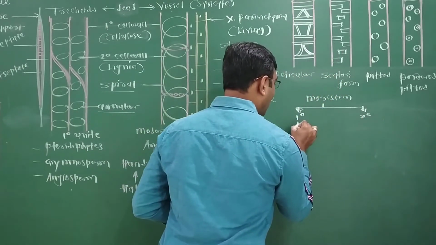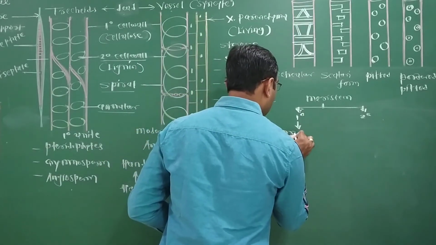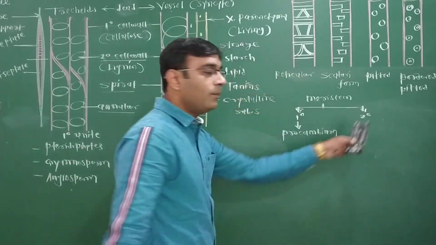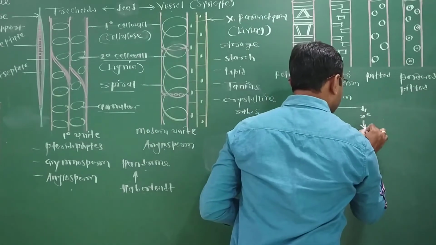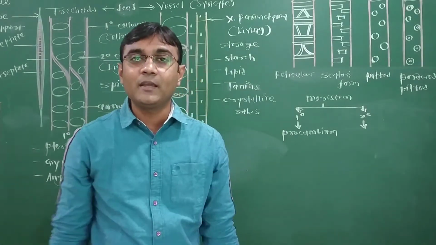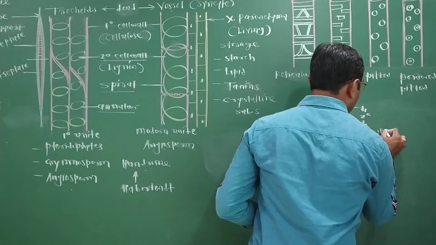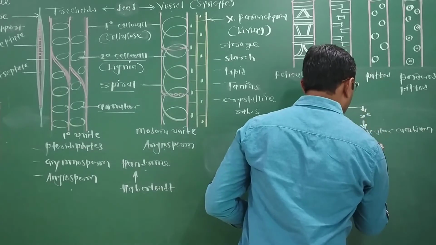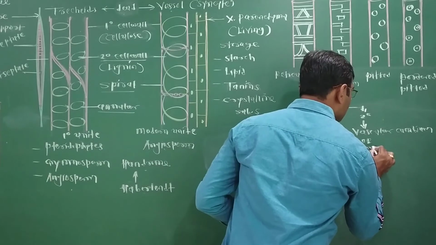The portion of the primary meristem that produces xylem, we can say, is procambium. And the portion of the secondary meristem that produces xylem is vascular cambium in root, whereas cambium ring in stem. Vascular cambium, or this is in root. Now cambium ring.